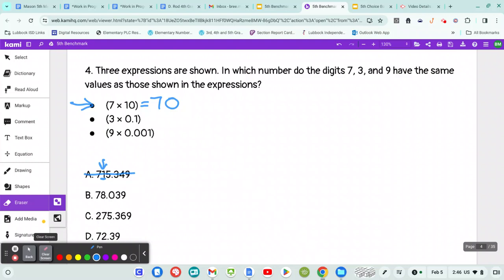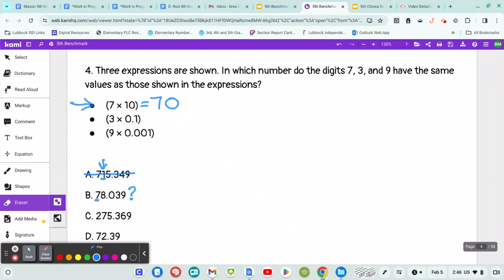Okay. Looking at B, B has a 7 here. This is my tens place. Look where the 8 is. That's my ones. That makes this 10. So this is a possible answer choice. It does not get deleted. Okay.